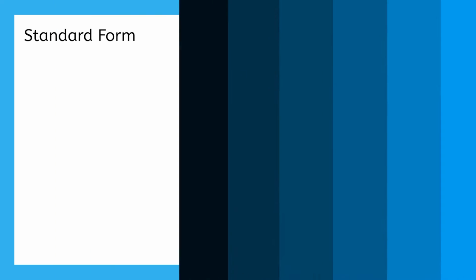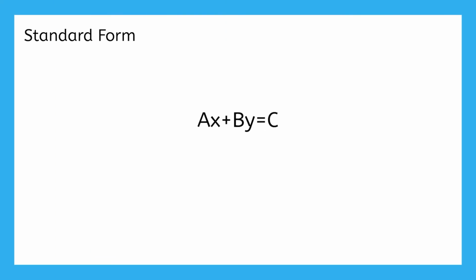Let me show you a few important facts about standard form to get us started. This is what standard form looks like. It has the x term first and y term second. And then on the right side of the equal sign is the constant. Here's an example of an equation in standard form. The number 10 represents the a value, 2 is the b value, and 200 is the c value, or the constant.